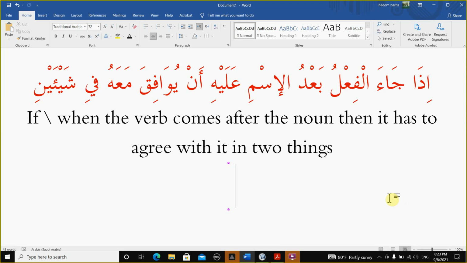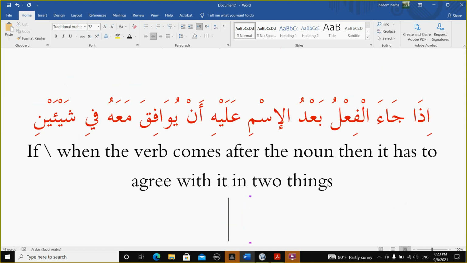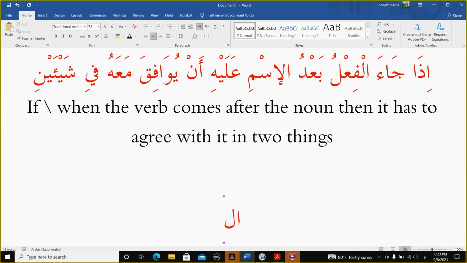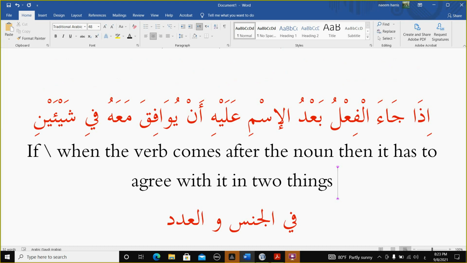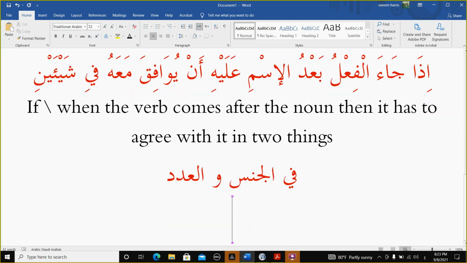So if the verb comes after the noun, then the verb has to agree with the noun in two things: في الجنس والعدد, this should be Arabic. So it has to agree with the noun in two things, in gender and in number.